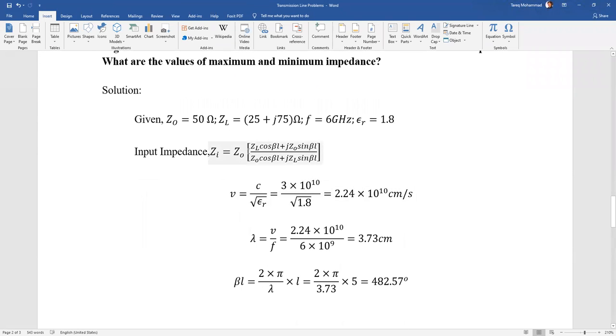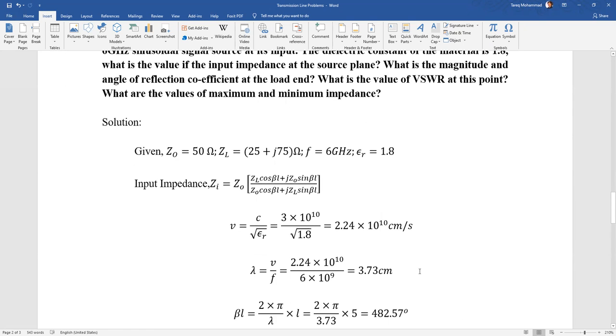Put the values of Z0, ZL, beta L into this equation. To find the sine beta L or the cos beta L, we need to calculate some things like the velocity V. V is equal to C by square root of epsilon R. See here, the relative permittivity epsilon R is given, which is 1.8. Lambda is V by F, 3.73 centimeter. Beta L is 2 pi by lambda into L, 2 pi by 3.73 into 5, so 482.57.